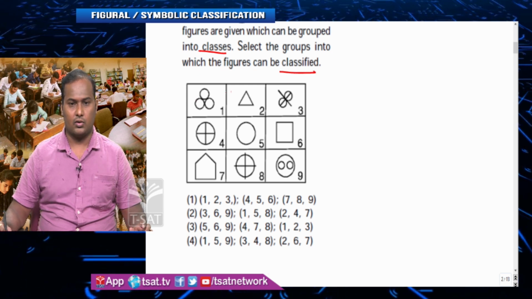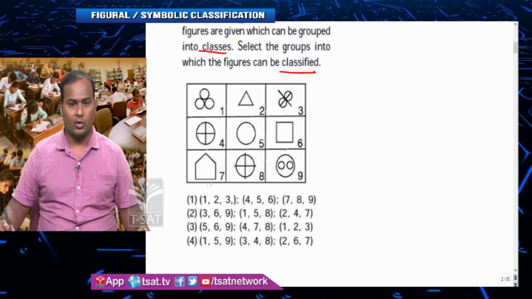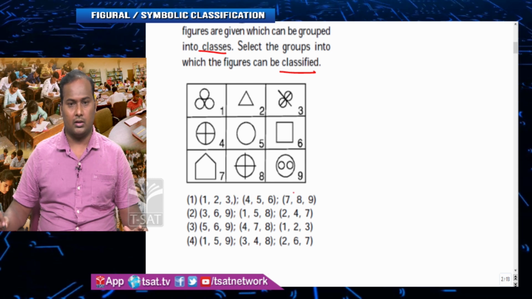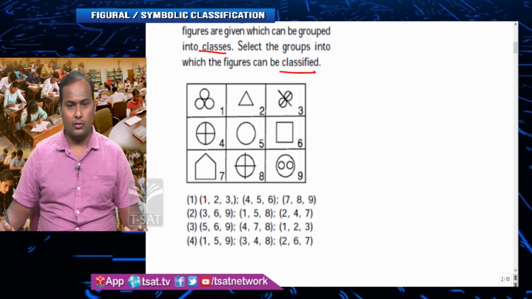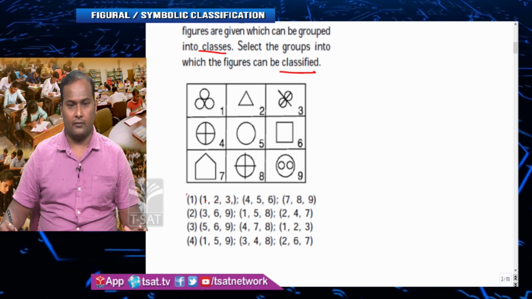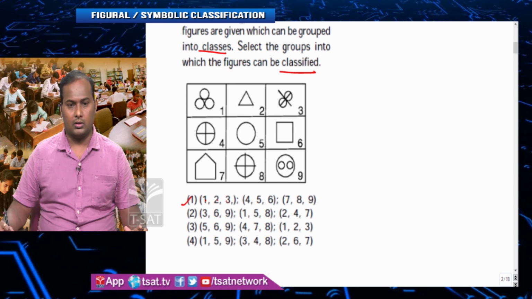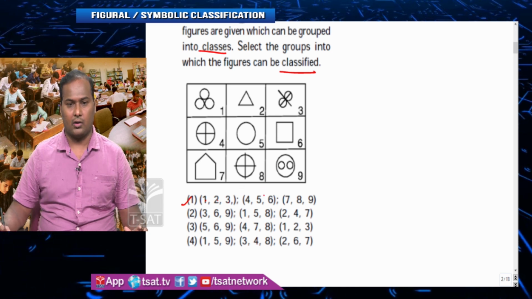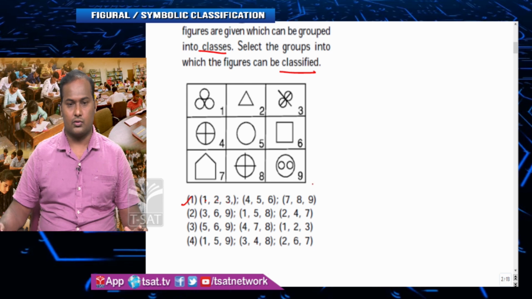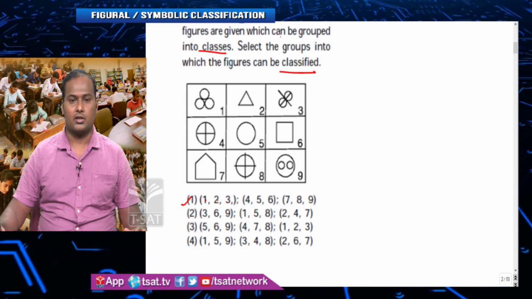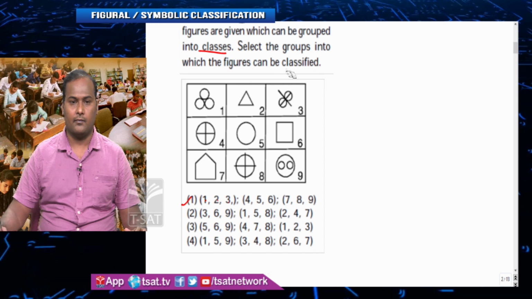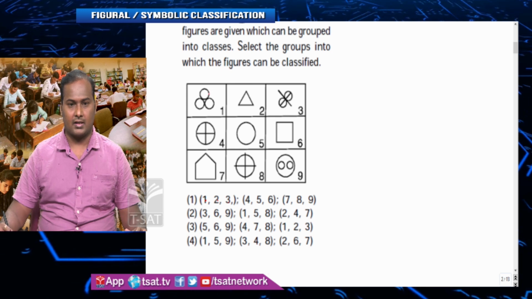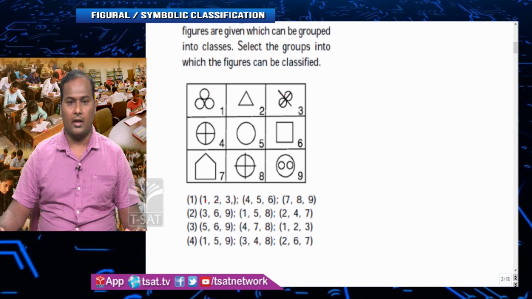In this particular question there are 9 figures in total, but the options are divided into 3 groups. So 1, 2 and 3, for example, should have one common character. In the same way, 4, 5, 6 should have a common character, and 7, 8, 9 should have a common character, and the student has to observe that particular character.